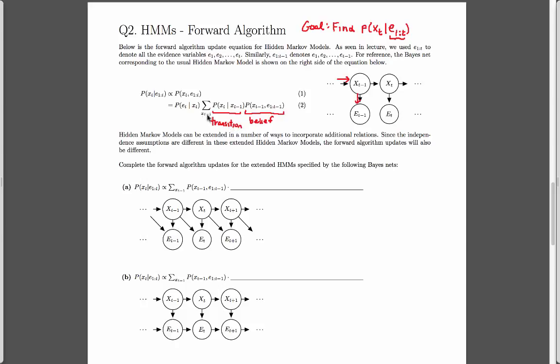And then we sum over all of the possible values that x_{t-1} can take on. And then we take that and multiply by your emission model or your observation model, which is the probability of your evidence given your current state. So now what we want to do is extend this algorithm, the forward algorithm, to different structures and extended variations on HMMs.